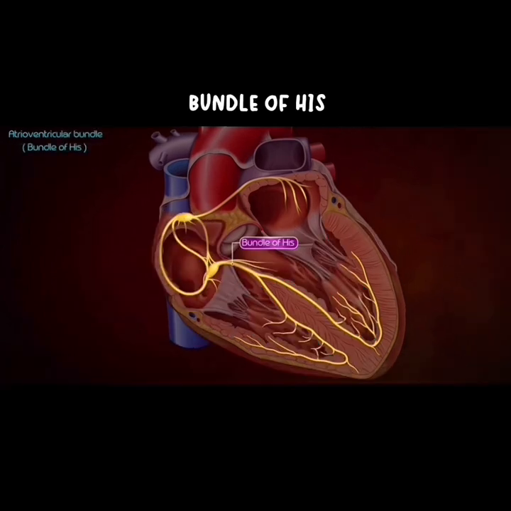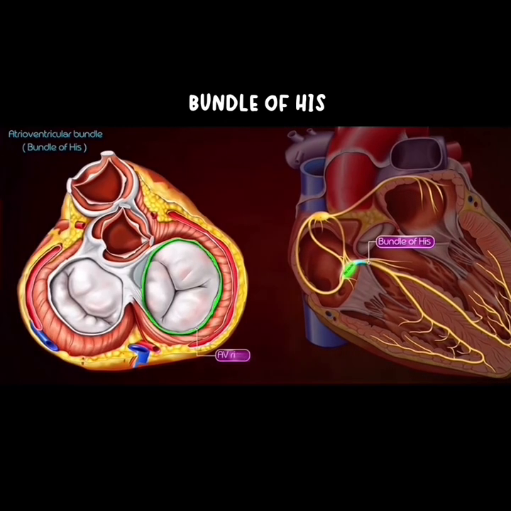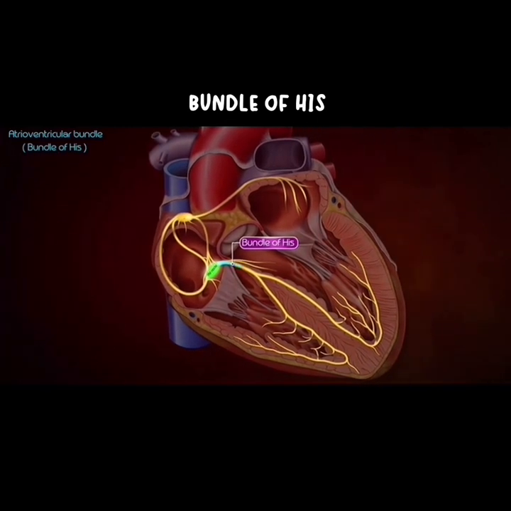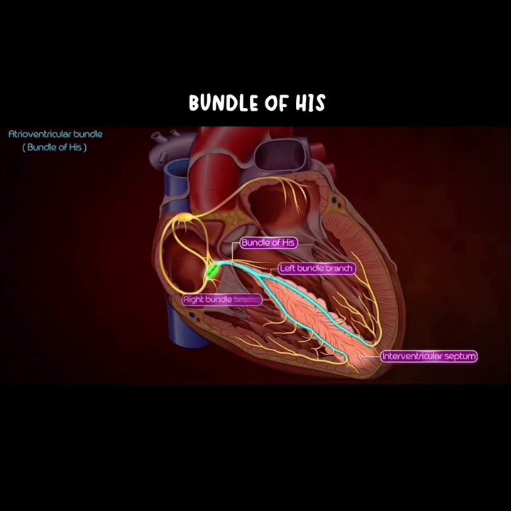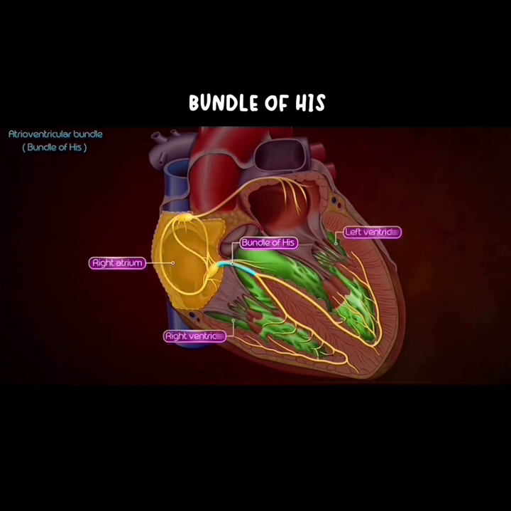The atrioventricular bundle, also known as the bundle of His, begins from the AV node, crosses the AV ring, and runs along the inferior part of the membranous part of the interventricular septum, where it divides into the left and right bundle branches. Since the cardiac skeleton, a fibrous framework of the heart, separates the muscle of the atria from the muscle of the ventricles, the bundle of His is the only means of conducting impulses from the atria to the ventricles.